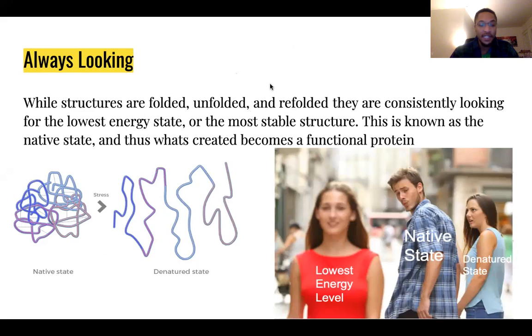Now this is known as the native state. Remember, we said earlier that the native state is important, and this is what becomes a functional protein. Right here, we have our native state, and this is the denatured state. Here, as you can see, we're looking for our lowest energy level. We're always looking, okay? The native state's always looking. And clearly you can see our pissed off denatured state.